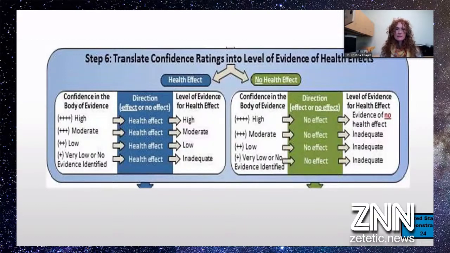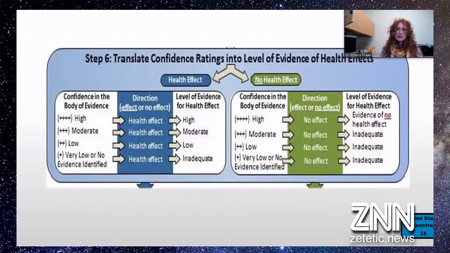So if we look at the darker blue inset panel on the left, you can see that it's in many cases a direct translation: high confidence in the body of evidence, high level of evidence for a health effect. Low confidence in the body of evidence, low level of evidence for a health effect. And then if there's very low or no evidence identified, then that becomes inadequate.